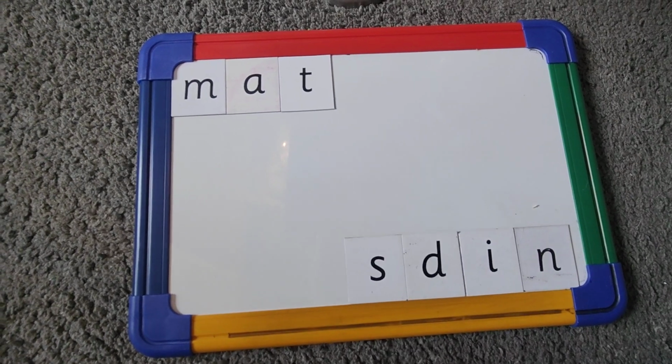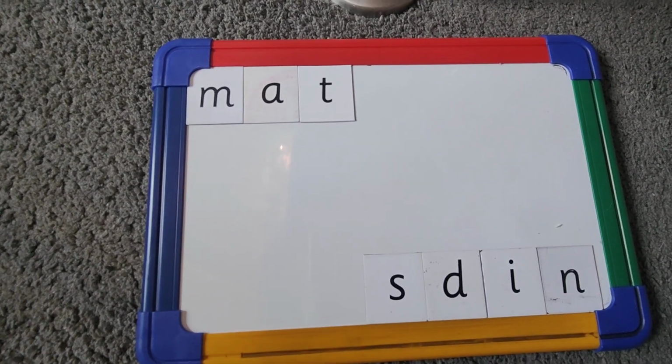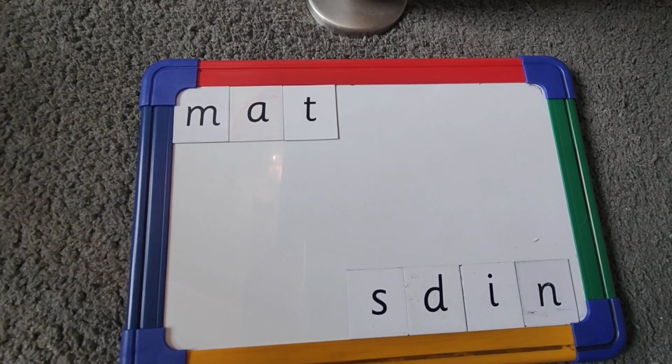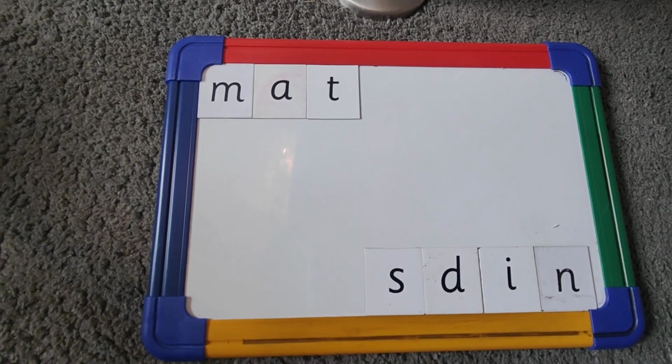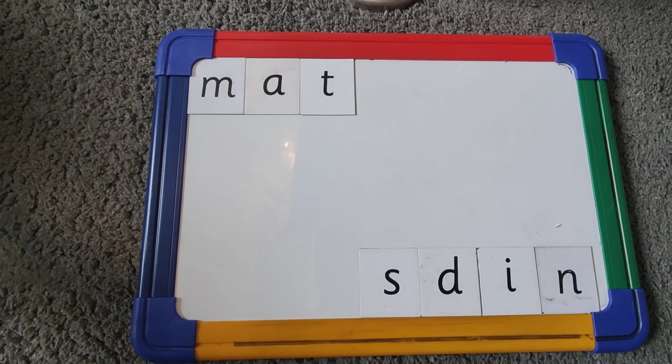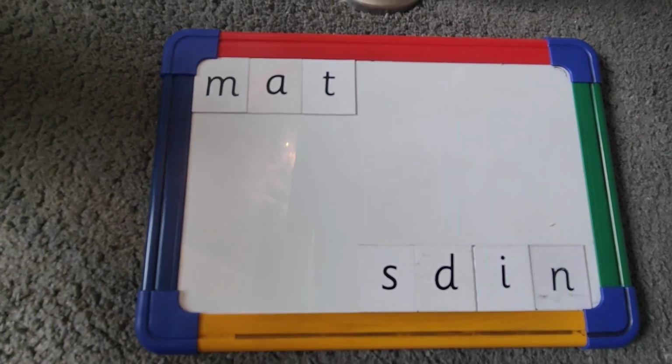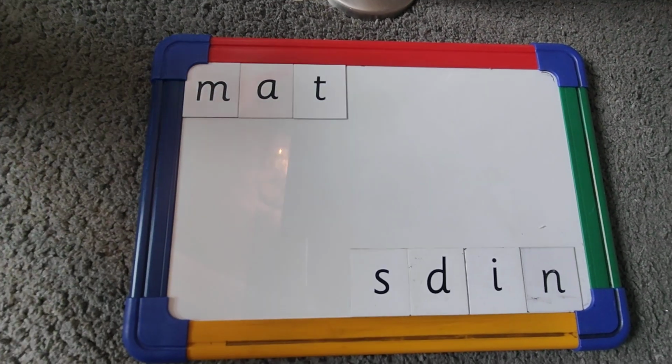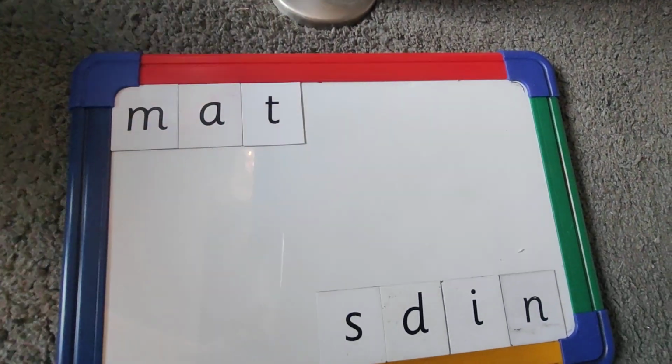You can see that the children have been learning to build words by moving the magnetic tiles around the board, and we always encourage them to move the sounds to the top left, just to remind them that in English we always start to read and write from the top left of the page.